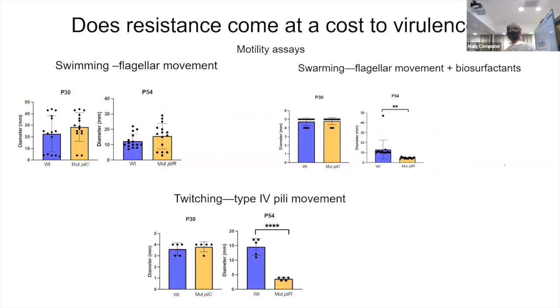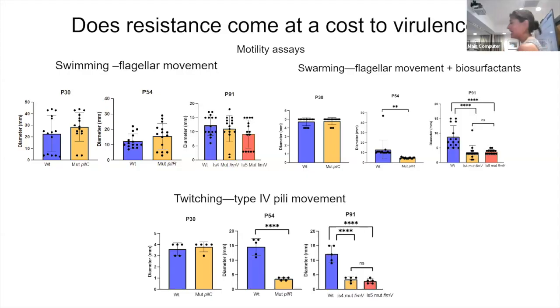But for patient 54, where the patient did get better, there was a slight reduction in mortality. We do seem to see some changes, at least in the twitching and swarming assays. And for patient 91, who had multiple mutations, we also see some deficiencies in motility too. We don't know, though, whether these bacteria, which are not motile, could be forming biofilms. So that's for further research.